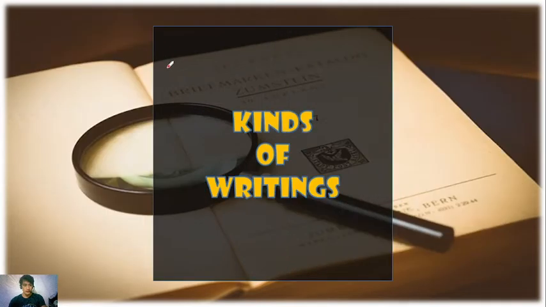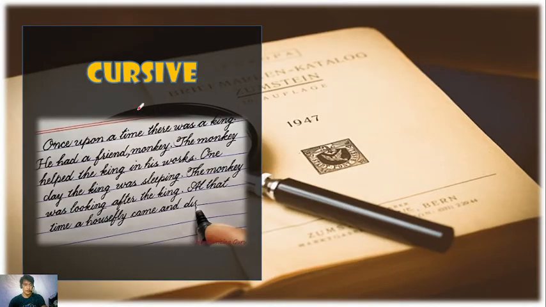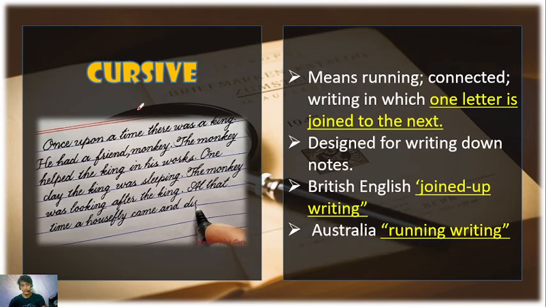Now let's look at the different kinds of writing, especially the basic types of writing that we are doing or that we might see with other people. Number one here is the cursive type of handwriting. As you can see in our illustration, it is connected. Cursive writing is joined, or they say that it is running, connected writing in which one letter is joined to the next.